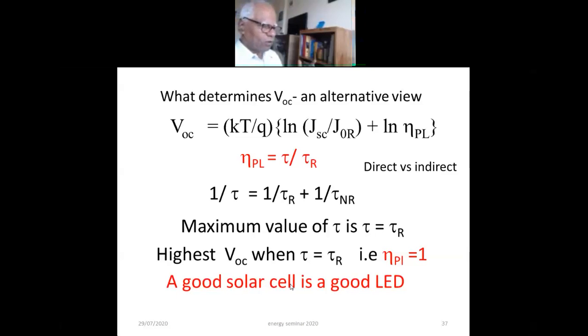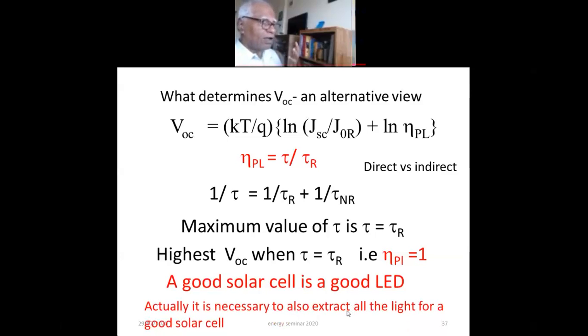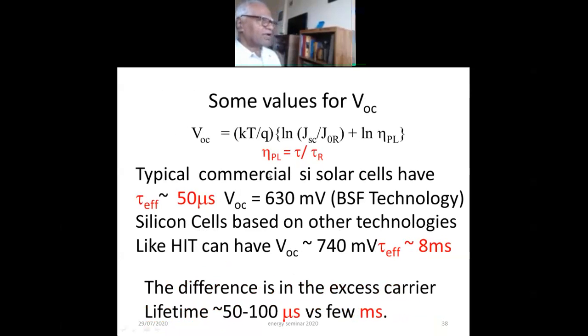This sounds counterintuitive. You shine light, and at open circuit, if you can get every recombination event to be only radiative, then that will have the smallest J naught, and so you will get the highest open circuit voltage. And you will see this in this example here. If you take a typical commercial silicon cell, they have a lifetime. I told you that tau r can be close to 1 second. So tau f, if it is only 50 microseconds, open circuit voltage is 630 millivolts.